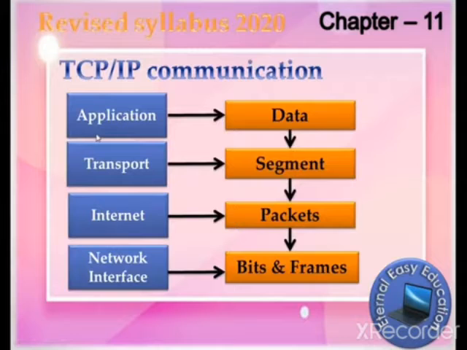Now the data given here is first with the application. Application has the user data, then the data is converted to segments in the transport layer, then the segments are converted into packets in the internet layer, then the packets are converted into bits and frames in the network interface. We can have it in reverse also. First the network interface has the data in bits and frames, then it is converted to packets, then to segments, then to its original data. It depends upon the receiver or the sender. But the content is data in the application, a segment in the transport layer, a packet in the internet layer, and bits and frames in the network interface layer.